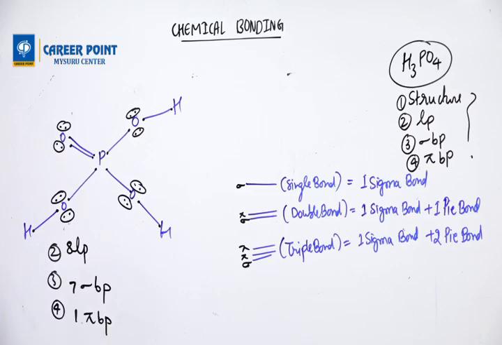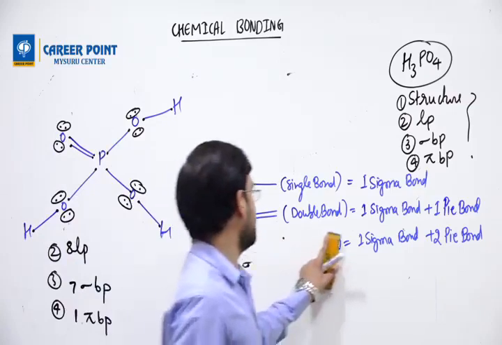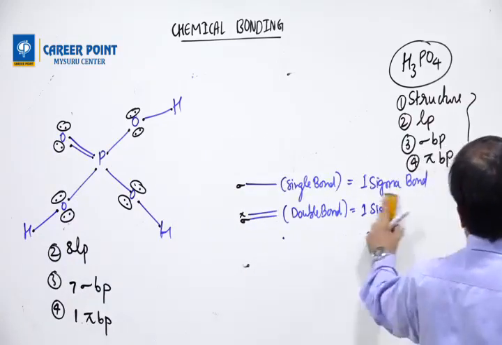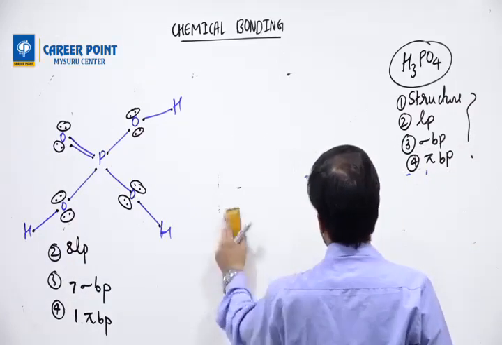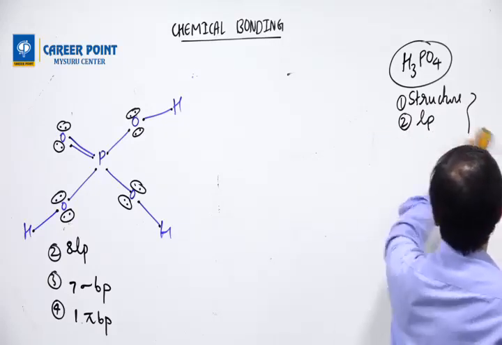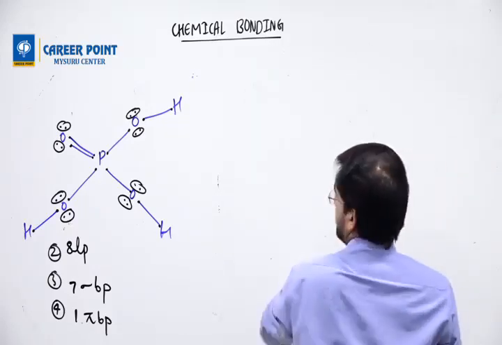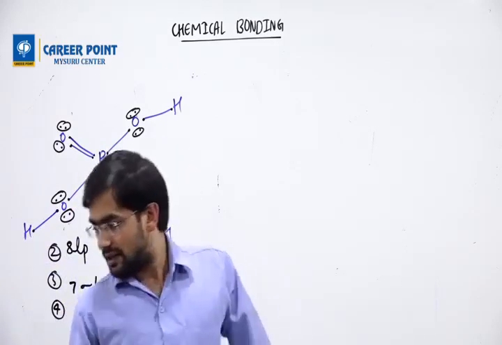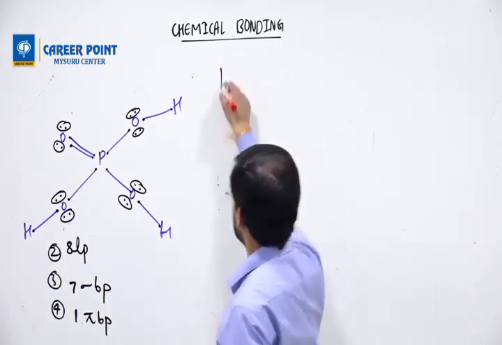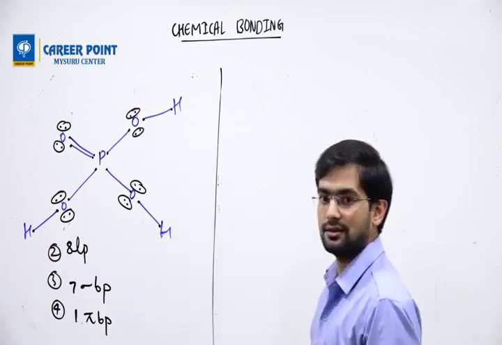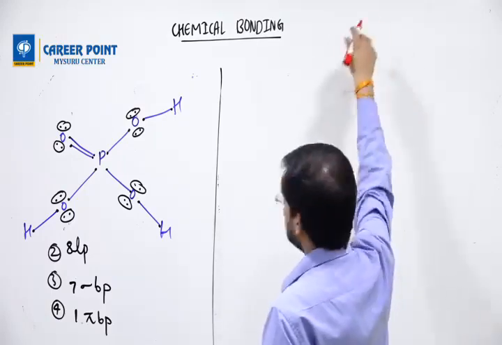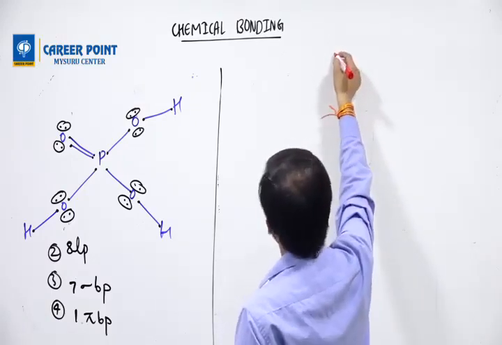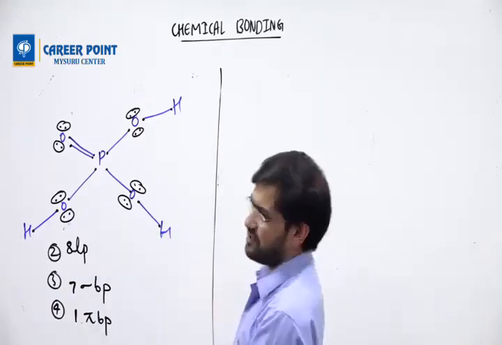The structure name I'll tell you. The compound name is phosphoric acid. The structure name I have not taught you till now. Okay. The structure name we are going to do now. So to find out the structure, till this we can do, right?